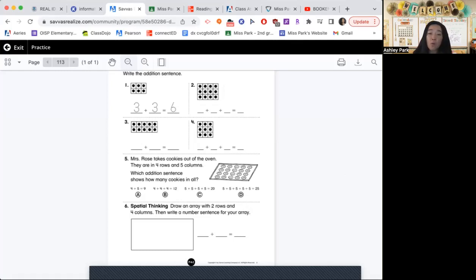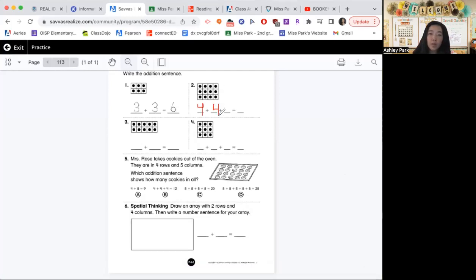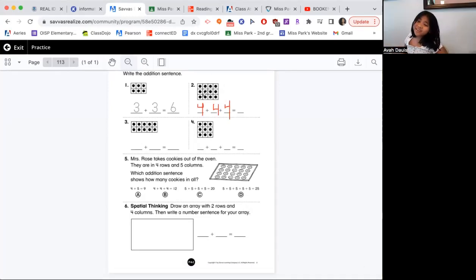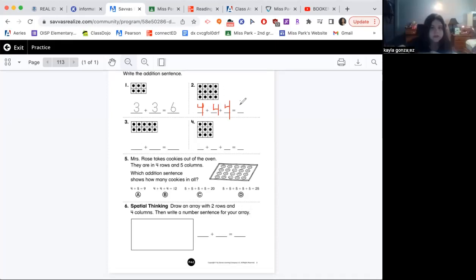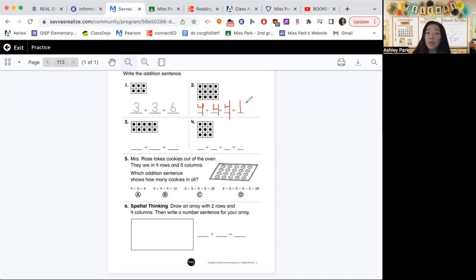So we're going to add 4 plus 4 plus 4. Now you can add up all the boats, or you can skip count. What is 4 plus 4 plus 4? You could do 4, 8, 12. 12.